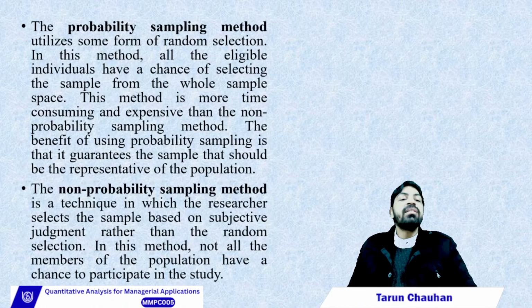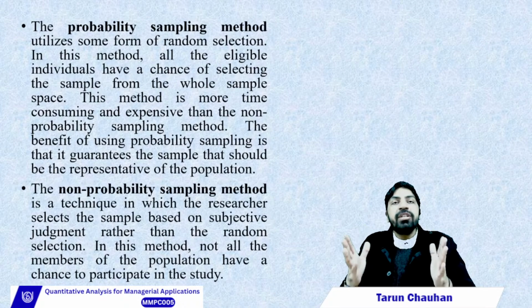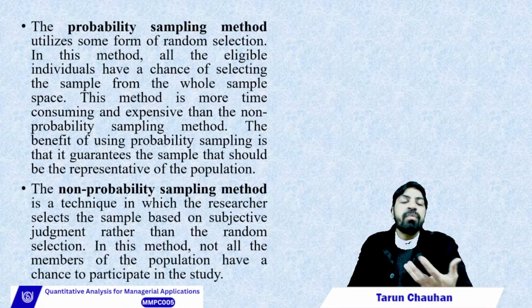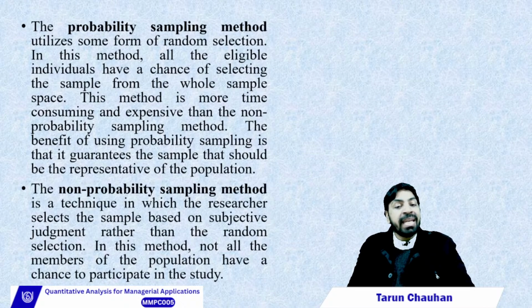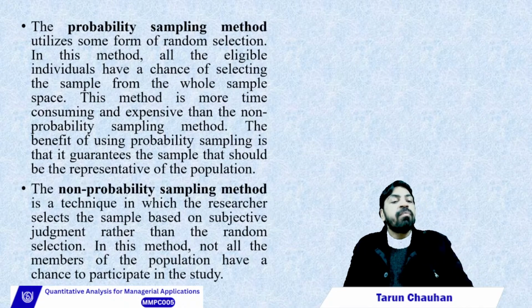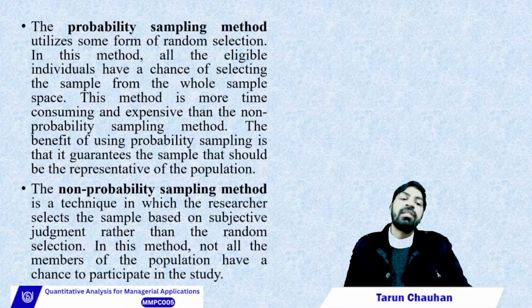The next one is the non-probability sampling method. It is a technique where a researcher selects the sample based on their judgment, subjective in nature, rather than random selection. So there is no random selection in non-probability sampling. Whatever the sample is to be selected is based on subjective judgment. In this method, all the members of the population may not get an equal chance of being selected from the whole sample population. So that is called the non-probability sampling method.